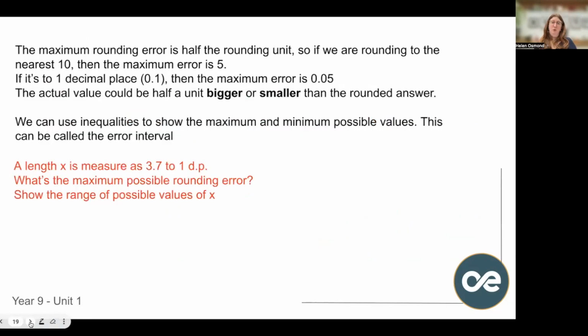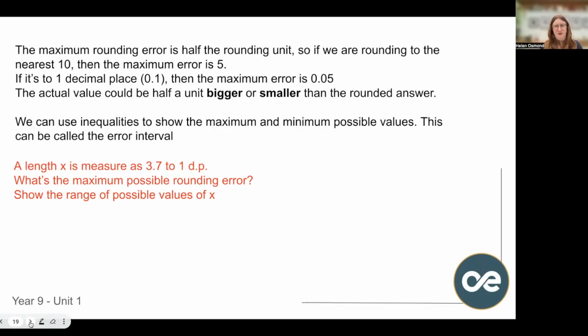But sometimes it's a bit more broad than that. Sometimes we might not have what the answer is. We might just be told that something has been rounded to the nearest 10, to 1 decimal place, to whatever it is. So when we're looking at these, we can look at what's called the error interval. What's the maximum value that would round down and what's the minimum value that would round up? Now, the maximum rounding error is going to be half of the rounding unit. So if we're rounding to the nearest 10, then we're going to 5 on either side of our number. Think about that with the diagram.